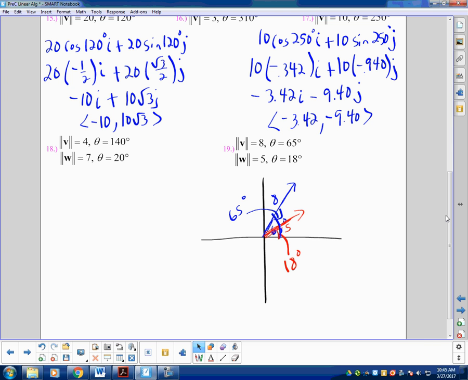So to add these two, what am I going to do with this red vector here? That's a length of 5, 18 degrees up from the horizontal. I'm going to take this vector and slide it over. If I slide it right now, it won't work because I did like 3 or 4 different lines there. So I'm going to just redraw it on here, trying to keep it parallel and about the same length, okay? So this is vector w in red, and vector v is in blue here.